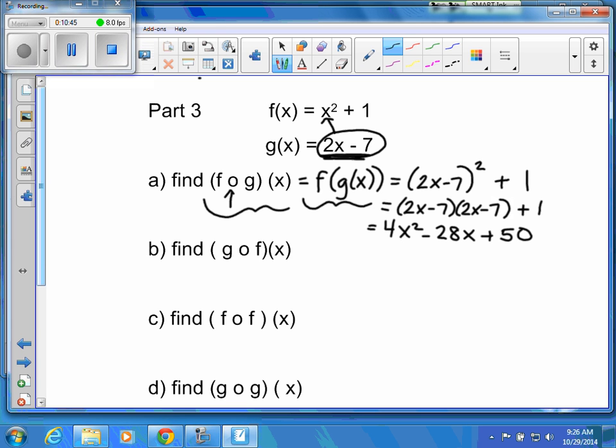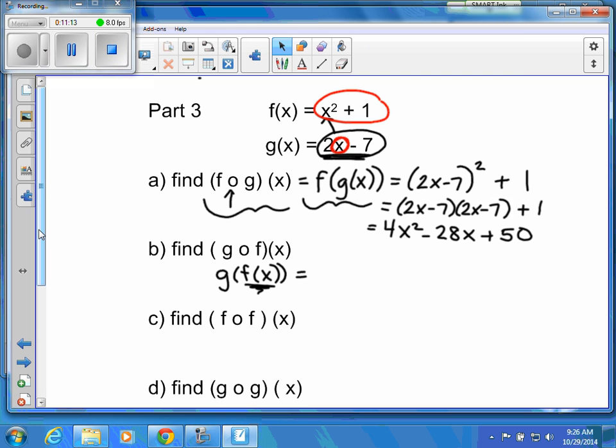Okay, now we're going to do gof. If you don't like seeing gof, I like writing it as g of f of x. What does that mean? It means from the inside out, you need to figure out what f of x is. What is f of x? F of x, I'm going to circle it in red. F of x is x squared plus 1. Where does all of that go? All of that has to go in place of the x in the g of x.